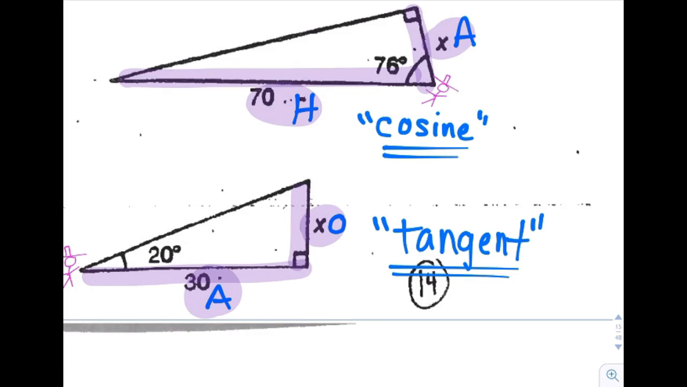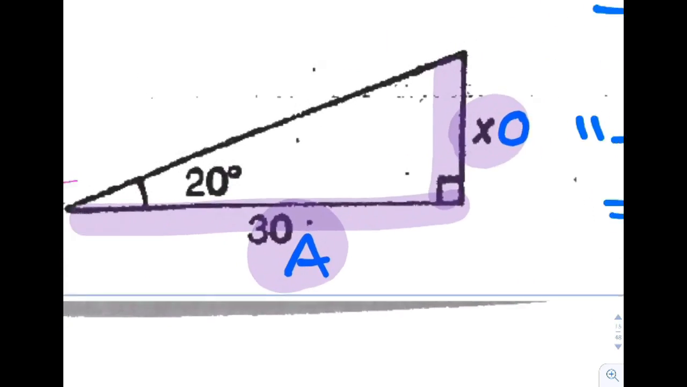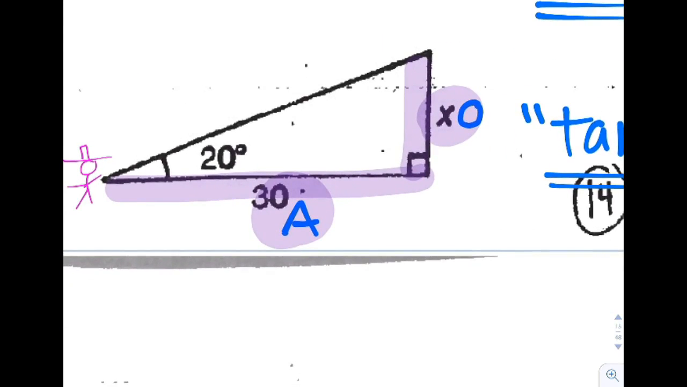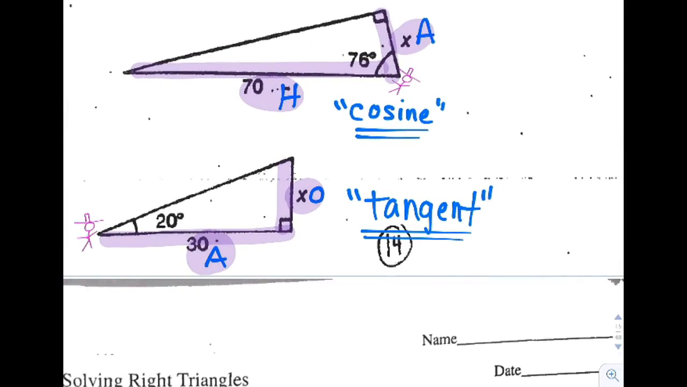I won't do these two problems at the end, but I have them set up where the stick figure is at the reference angle. I've labeled the x as adjacent, 70 as hypotenuse, so A and H would be cosine. On the bottom problem, I'm at 20. I'm dealing with the x, which is opposite, and 30, which is adjacent, and I'm not using the hypotenuse at all. Opposite and adjacent is tan.